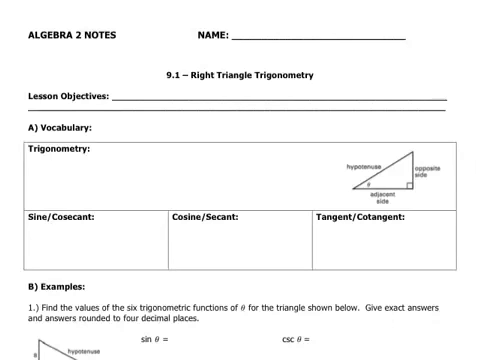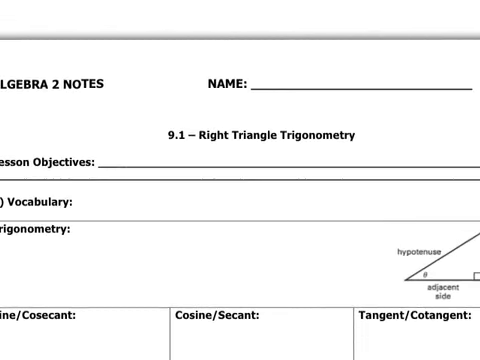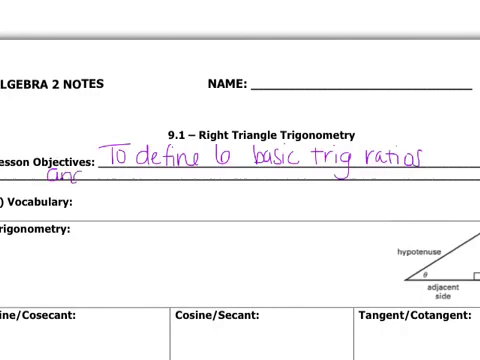So our main goal today, and these notes are actually split into 2 days, so we're not doing all of them today. But what we are going to do is define our 6 basic trig ratios. And then we'll use them to solve right triangles.